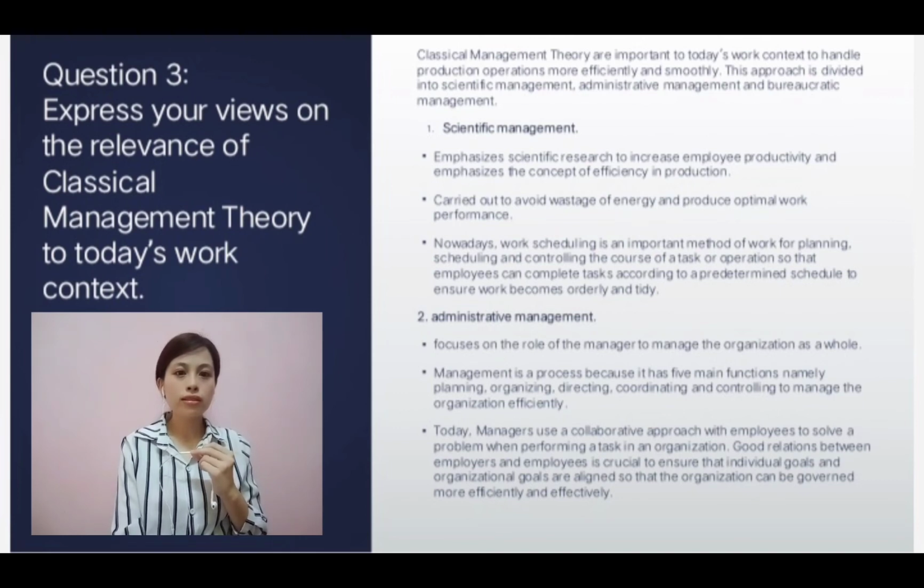Good relations between employers and employees are crucial to ensure that individual goals and organization goals are aligned so that the organization can be governed more efficiently and effectively.